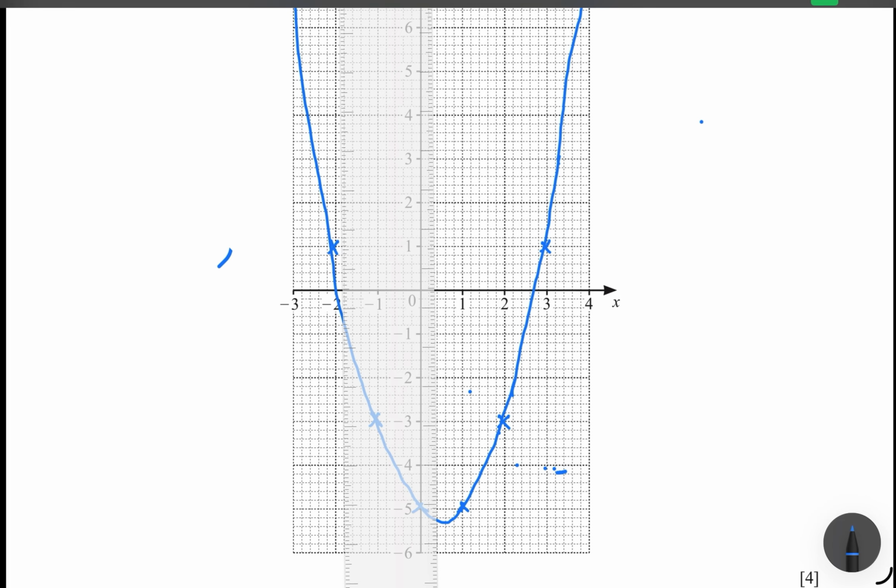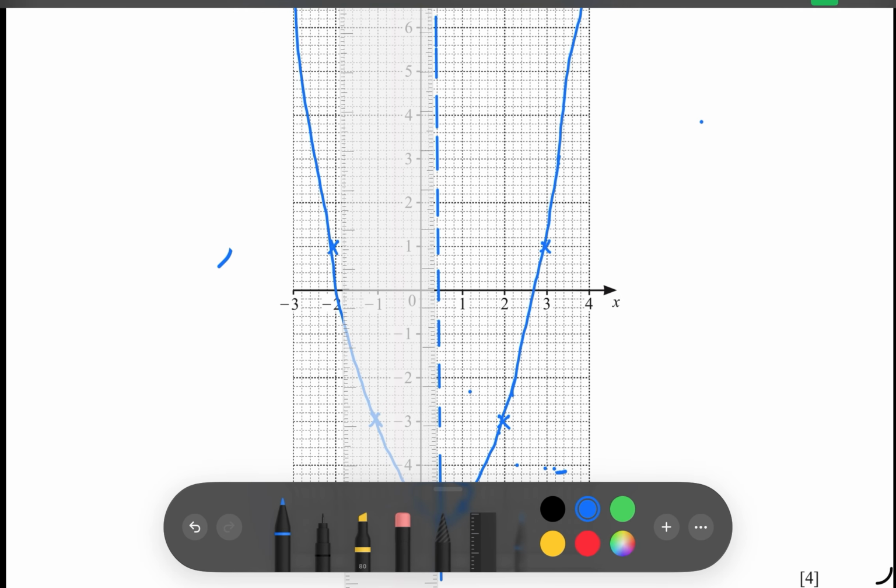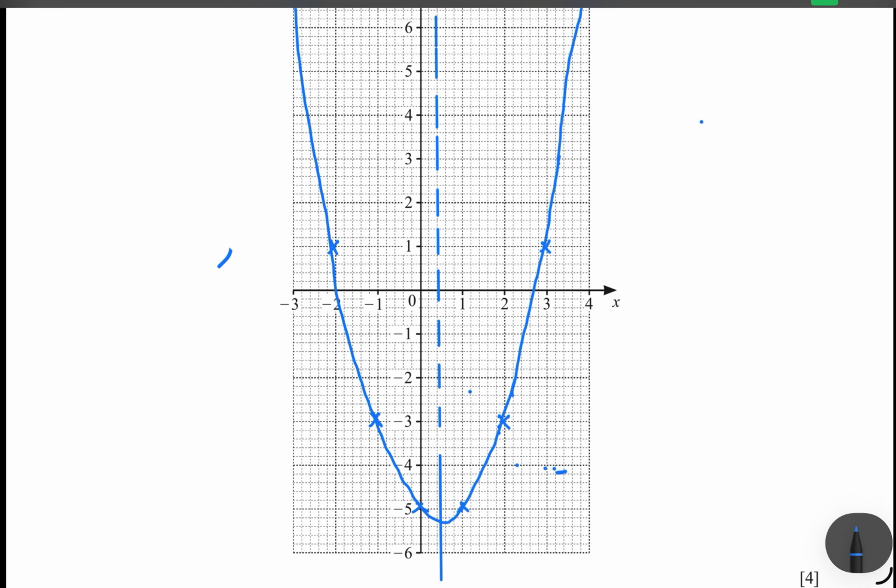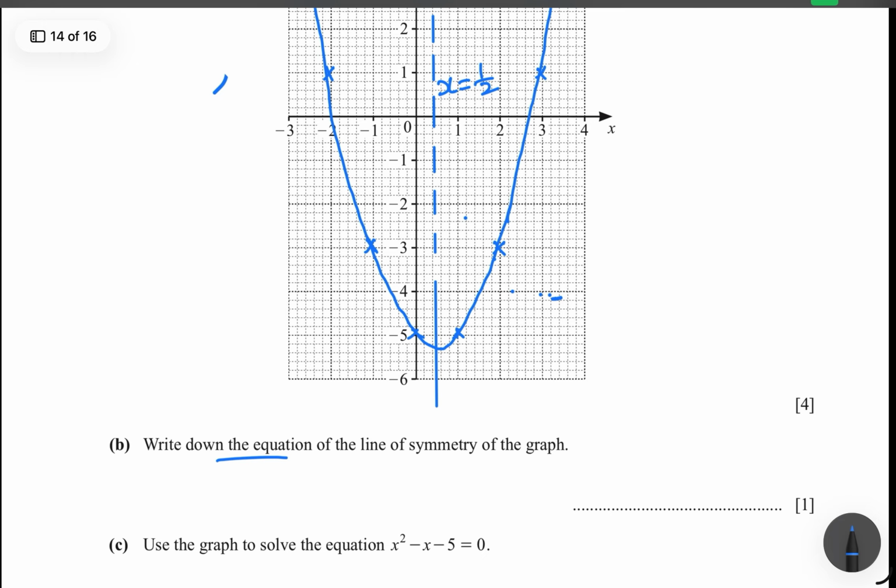Like this, right? So then you draw a line. Okay, so that's the line of symmetry here. Now we have to write the equation. As you can see, this line is coming in the middle of 0 and 1, so it is going to be x equals half or 0.5.